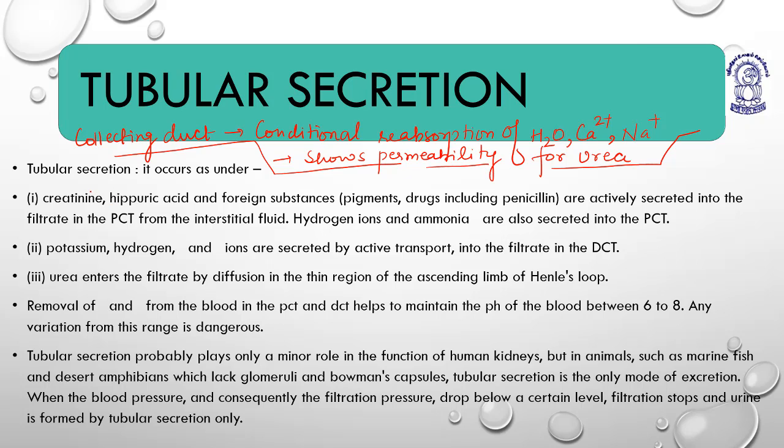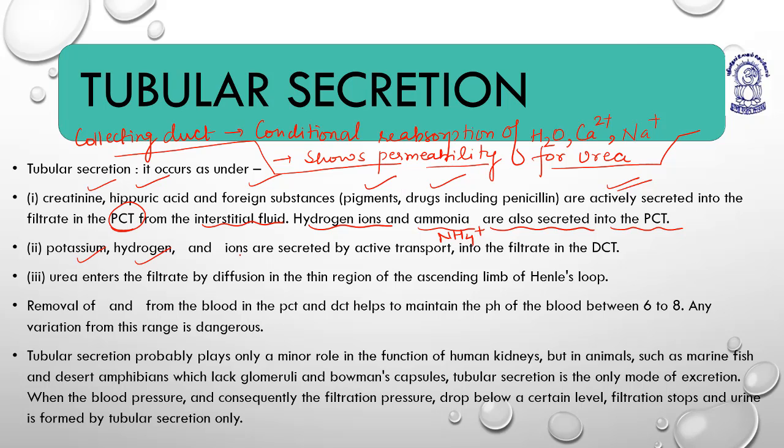Certain substances like creatinine, hippuric acid, and foreign substances like pigments and drugs such as penicillin are actively secreted into the filtrate in the proximal convoluted tubule from the interstitial fluid. Hydrogen ions and ammonia, in the form of ammonium ion NH4 plus, are also secreted in the PCT.